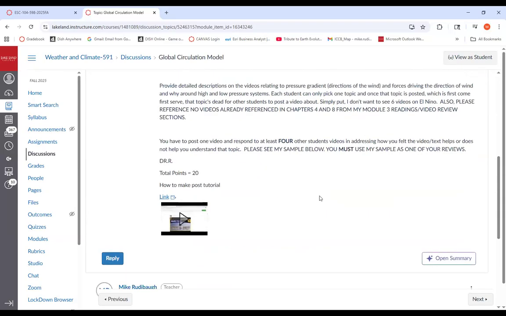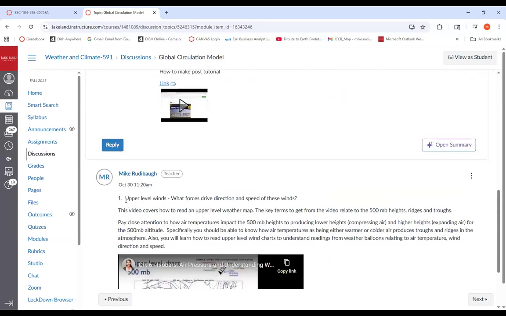Now, by the way, I went down here and I already did one for you. The request I had was, Mike, I don't understand how to do question 8. I don't know how to read these darn maps about the 500 millibar chart with ridges and troughs. What is a zonal airflow pattern versus a meridional?